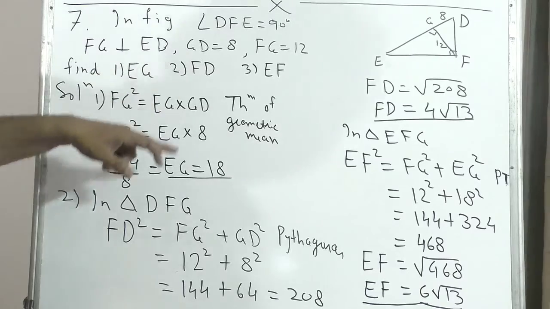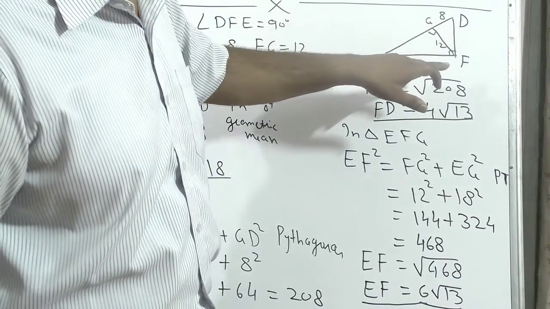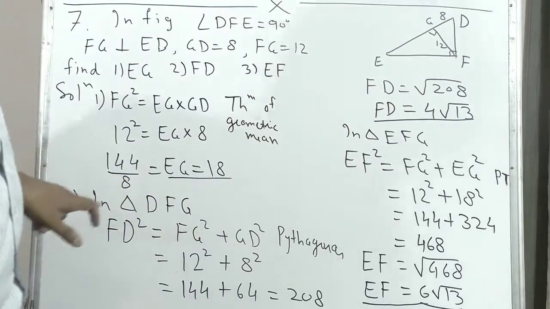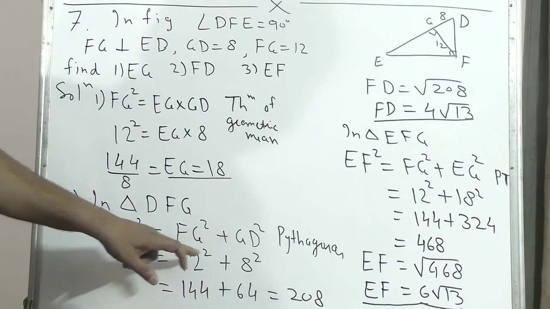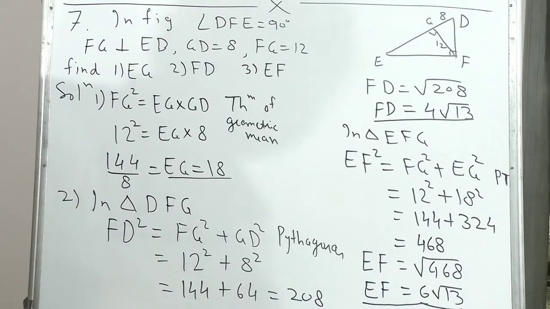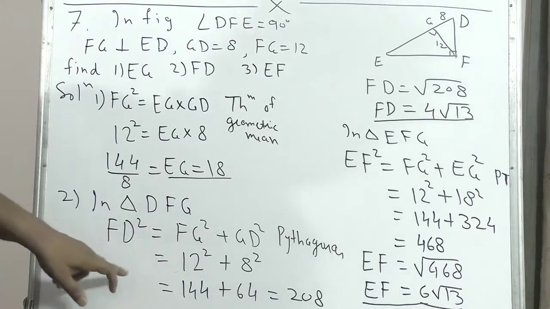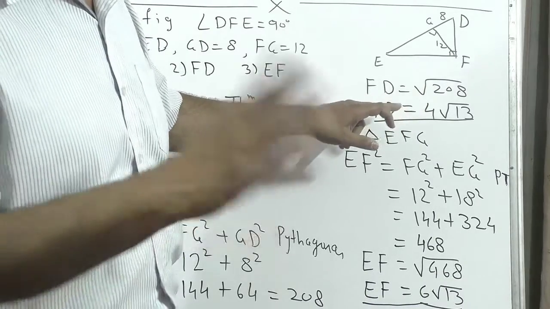So now second, FD is asked. FD. This is also a right angle triangle. I am using Pythagoras. FD square is FG square plus GD square, 12 square plus 8 square. 144 plus 64, 208. So FD square is 208. FD equal to root 208.